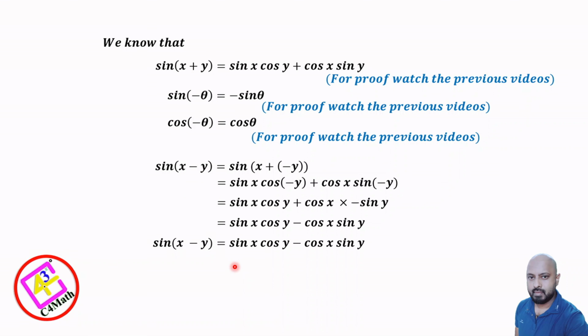That means we can write sin(x - y) = sin x cos y - cos x sin y. These two relations, sin(x + y) and sin(x - y), are almost the same, but with one difference: where there is plus on the left, there is also plus on the right, but in the minus case, where there is minus on the left, there is also minus on the right.